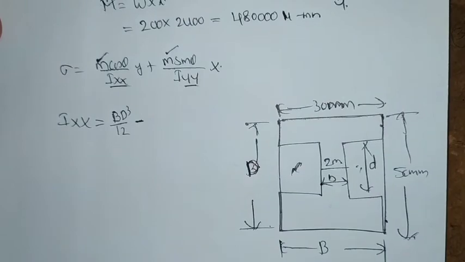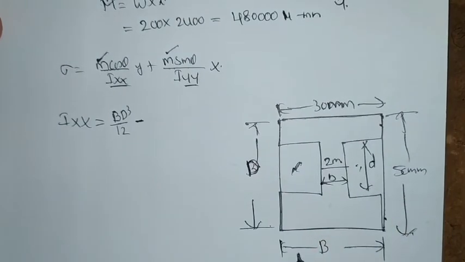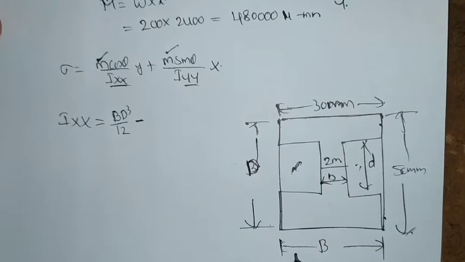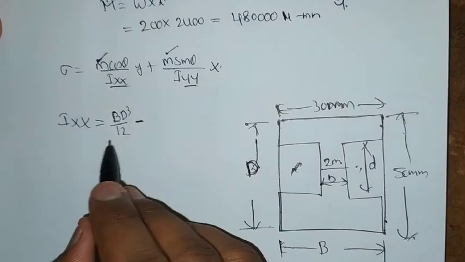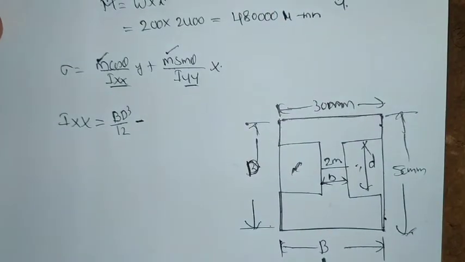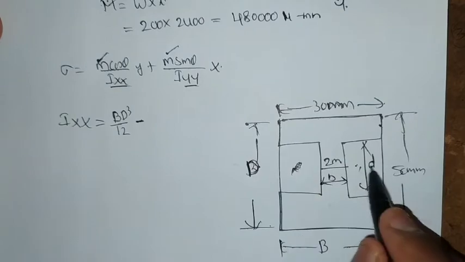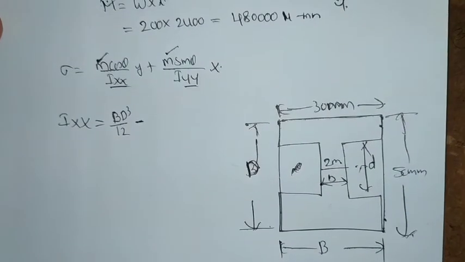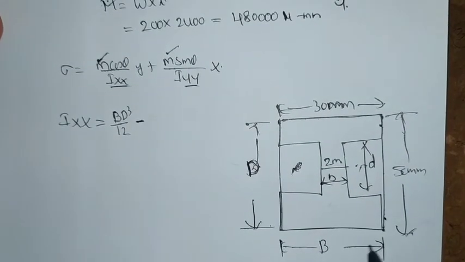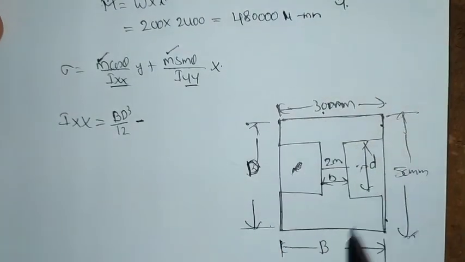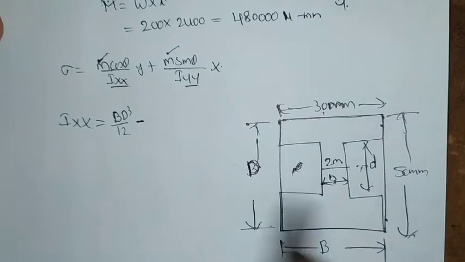So the total breadth value here is BD cube by 12, this is the total rectangular section. From this, the value of this and this we have to neglect. So for that condition the total breadth is 30 mm. From the 30 mm the 2 mm has to be neglected.